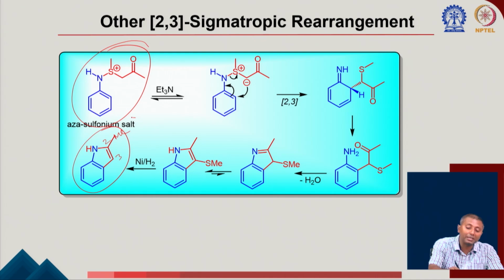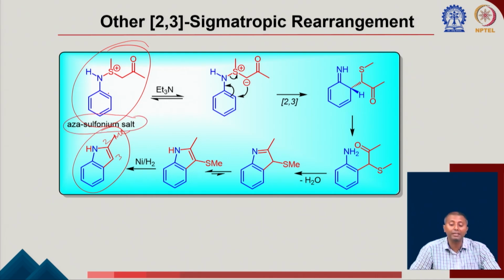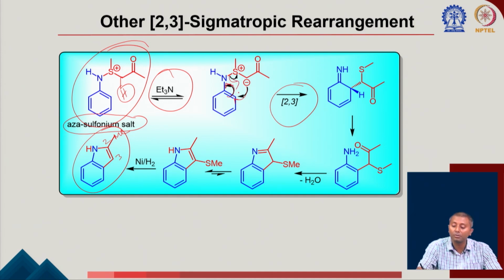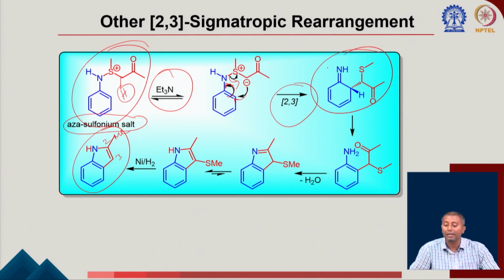You can form this azasulfonium salt from the corresponding aniline, and now if you have triethylamine in the medium, then it can form the corresponding ylide by abstracting this proton. And once you have the ylide, you can see it can take part in the 2,3 sigmatropic rearrangement, attacking here, with formation of the carbon nitrogen double bond and cleavage of the nitrogen sulfur bond to form this intermediate. Again, this proton will be abstracted to form a double bond here and an NH, and finally it will take a proton to form NH2.